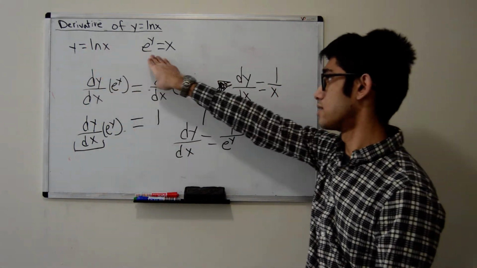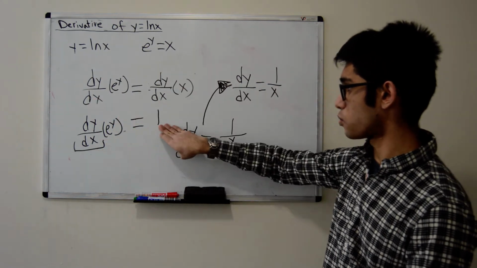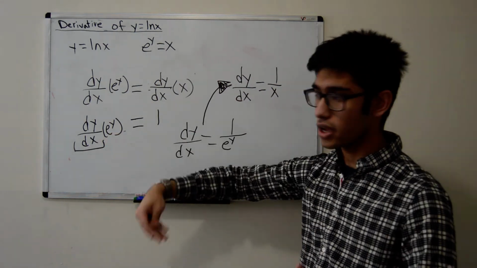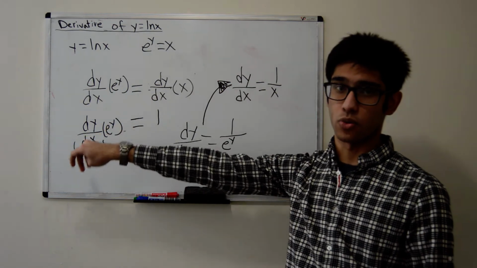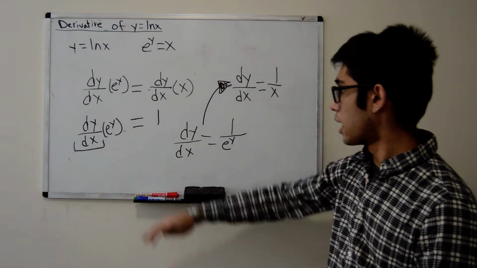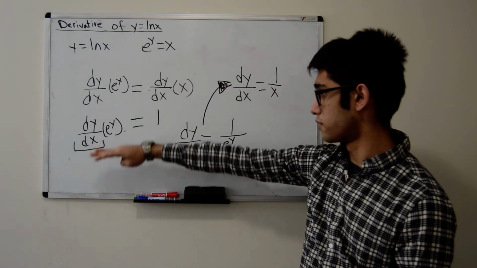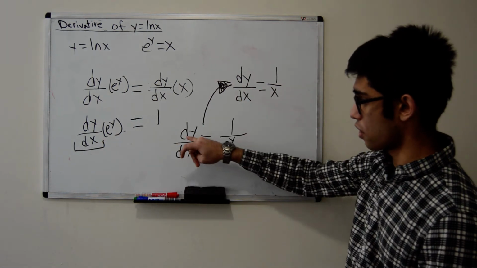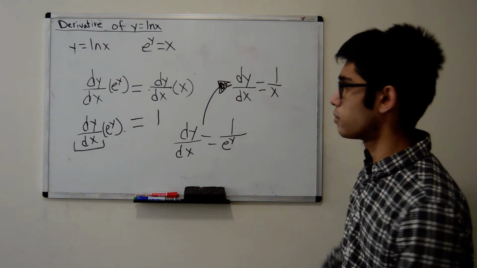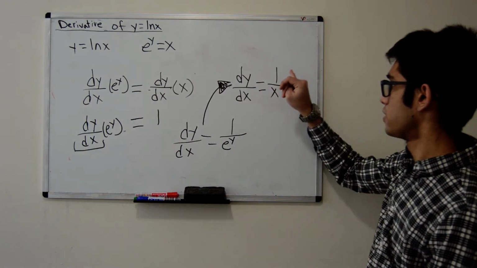This was 1, and this one was just a little bit of implicit differentiation. The outside function was e to the y, and the inside function was y, so I don't know what that is, so I just wrote dy over dx, and I multiplied the two together, chain rule. Then I just isolated dy over dx by dividing both sides by e to the y. So on this side I only had dy over dx, that's what I'm looking for, and here I have 1 over e to the y, and e to the y is just x, so the derivative is 1 over x.